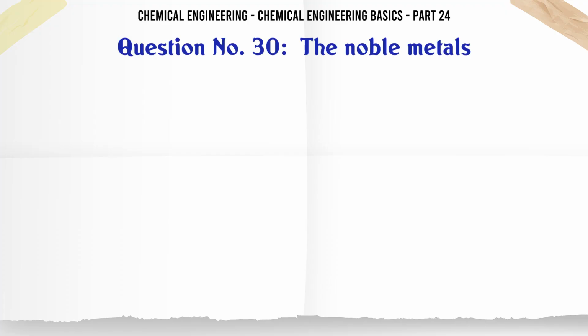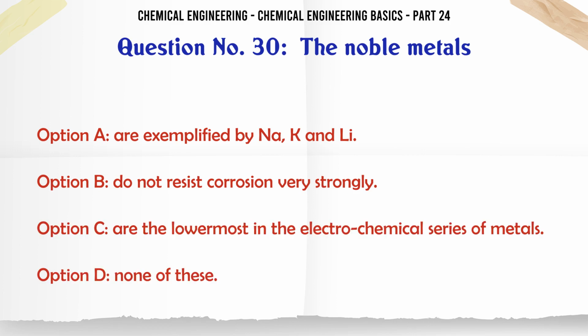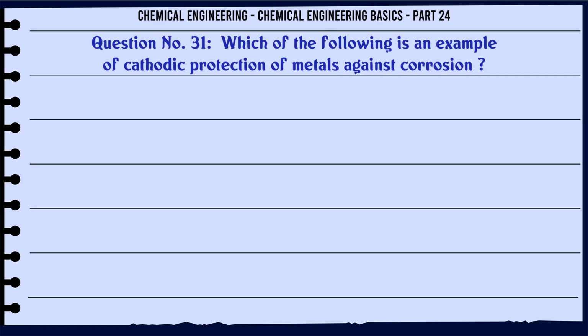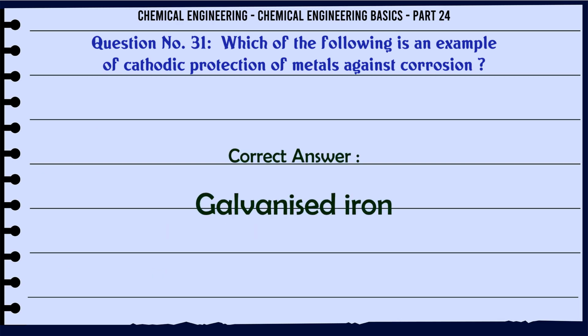The noble metals A. are exemplified by Na, K, and Li. B. do not resist corrosion very strongly. C. are the lowermost in the electrochemical series of metals. D. none of these. The correct answer is are the lowermost in the electrochemical series of metals. Which of the following is an example of cathodic protection of metals against corrosion? A. Painted steel. B. Galvanized iron. C. Case hardened steel. D. Lead-lined reactor. The correct answer is galvanized iron.